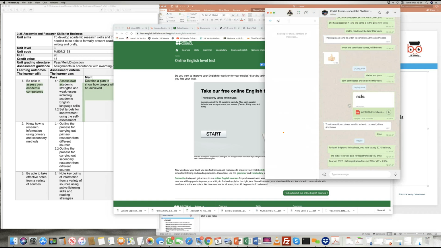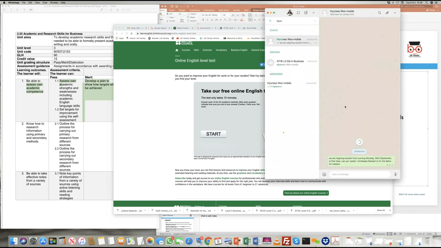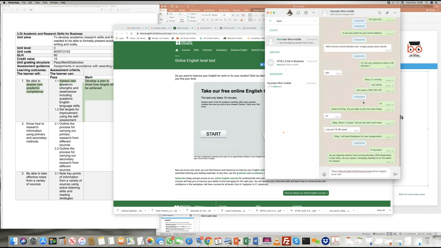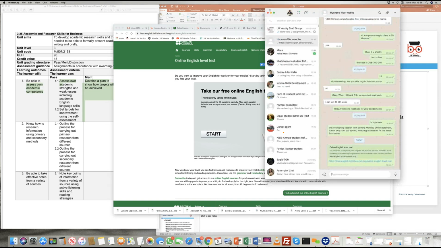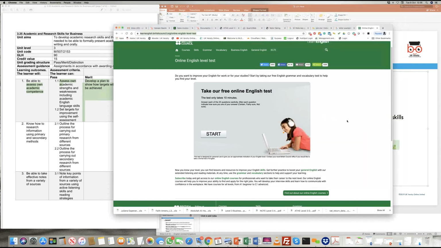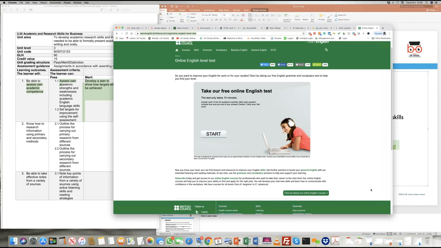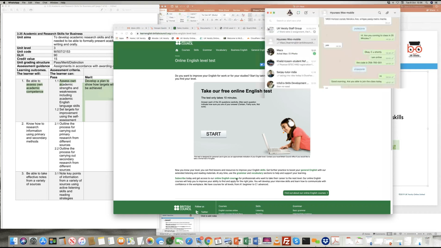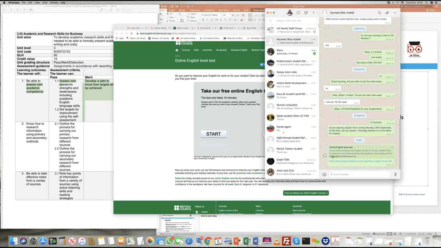Any idea, Insan, did you take this test? Send it to the others. So what I've done is I've sent you the link of this on WhatsApp. So my suggestion would be that you should look at taking this particular test on WhatsApp. I've sent it to you. Please send it to email, please.